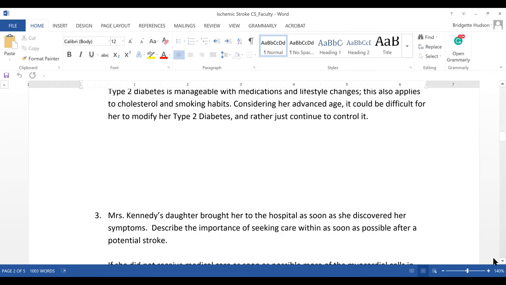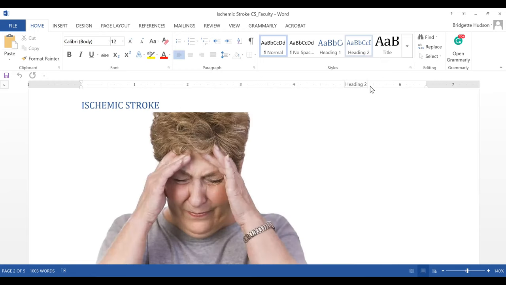All right, 3. Her daughter brought her to the hospital as soon as she discovered her symptoms. Describe the importance of seeking care quickly after a potential stroke. What could they potentially treat her with that's time sensitive if you're out of the window? TPA, correct.